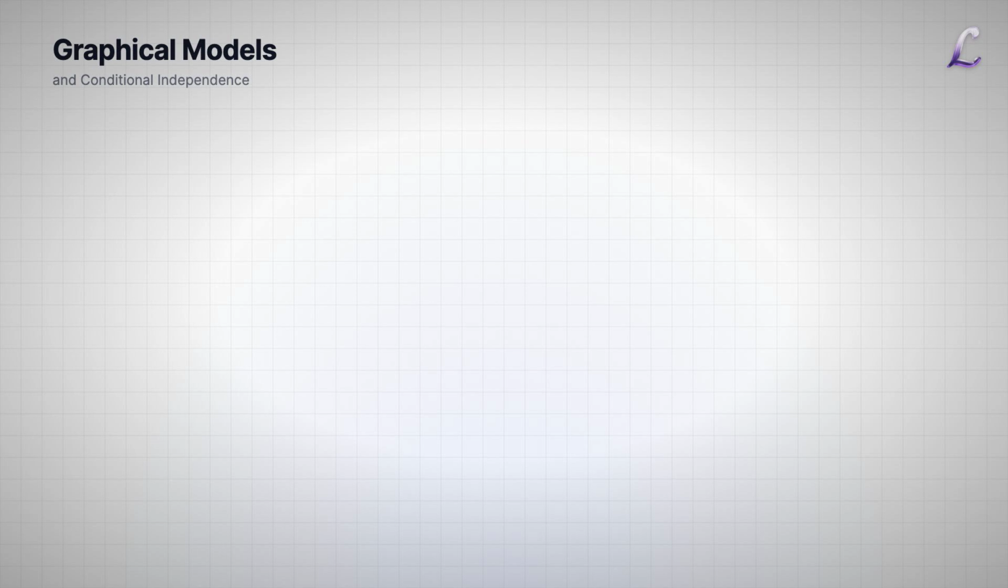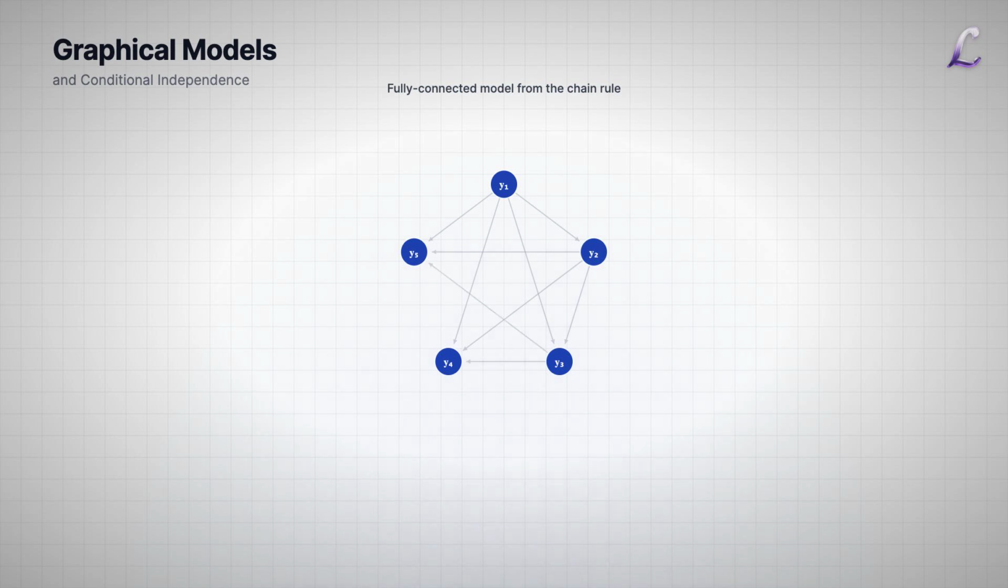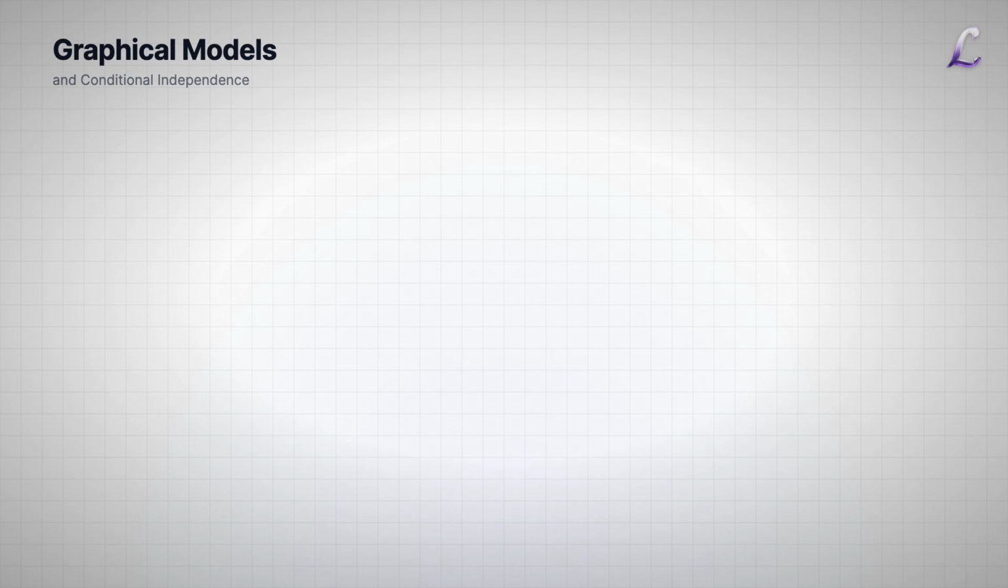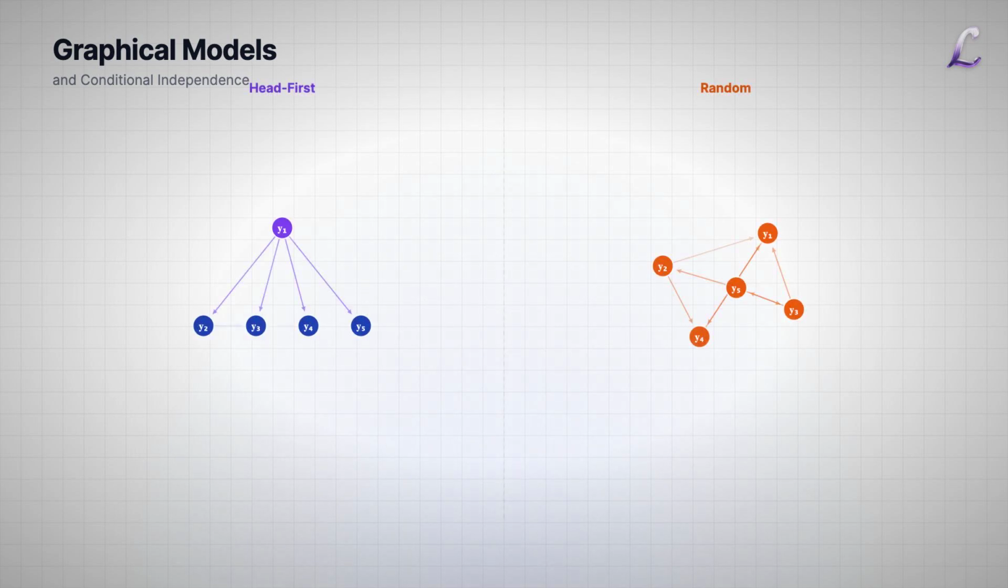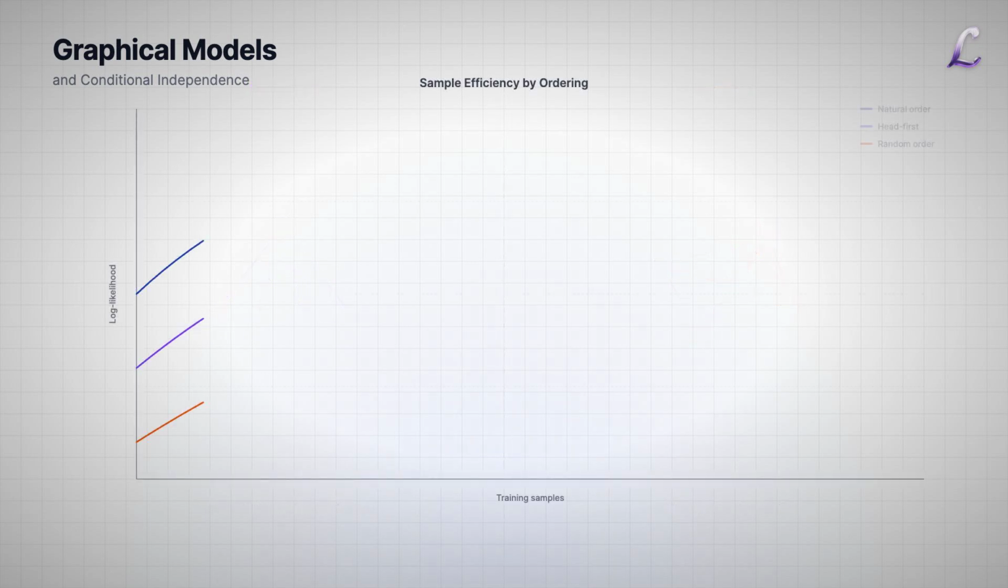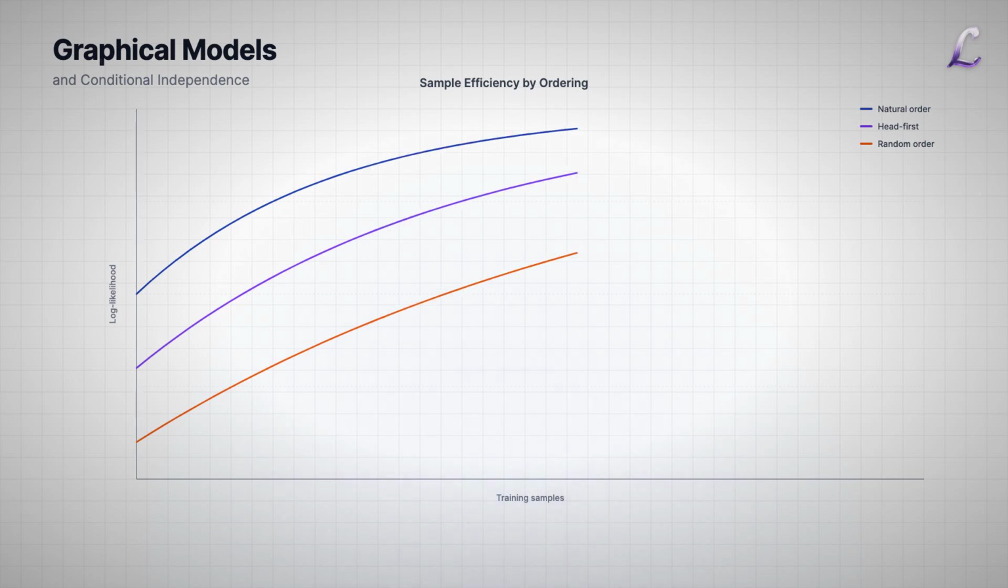To understand why ordering matters theoretically, the authors connect to graphical models. The chain rule factorization P of y1 through yn equals P of y1 times P of y2 given y1 times P of y3 given y1 and y2, and so on, and this corresponds to a specific directed graphical model. It's a fully connected graph where each variable depends on all previous ones. Different orderings of the variables produce different graphical models with different conditional independence structures. A head-first ordering, where the first element conditions everything else, concentrates information in one variable, like a tree with a single root. A random ordering creates an arbitrary dependency structure.